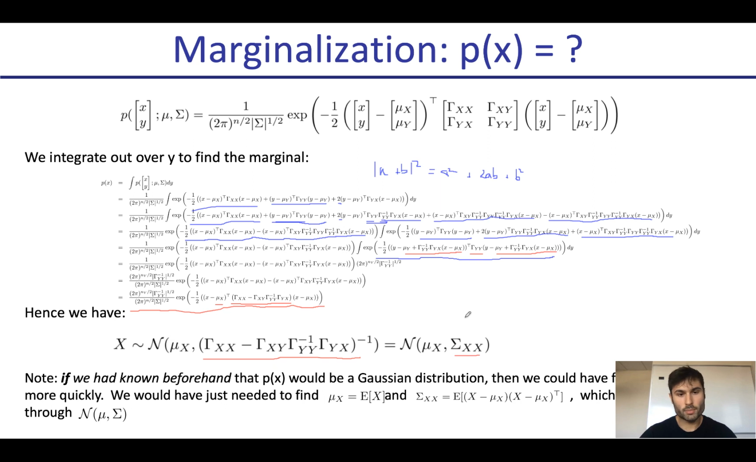We did all these manipulations because we didn't know beforehand what the form of the marginal of x would be. But notice that if we had known that p of x would be Gaussian, we could just find out the mu and sigma. That would make our lives way easier, because we know that a Gaussian variable is just parameterized by the parameter mu and the parameter sigma. This is the mean and the covariance. So we could just have found out the mean and the covariance of the variable x in order to find this distribution. But we assumed beforehand that we didn't know the form of p of x.